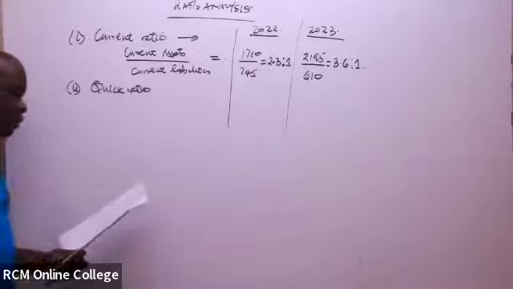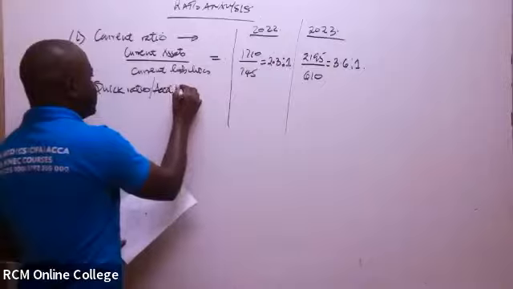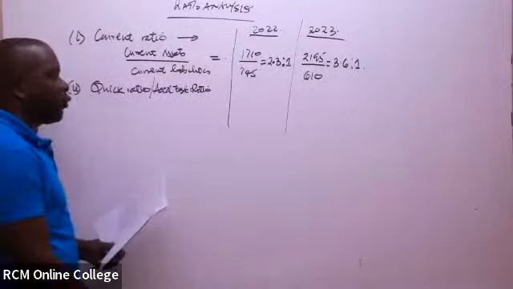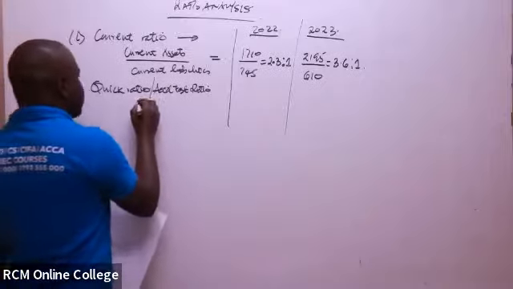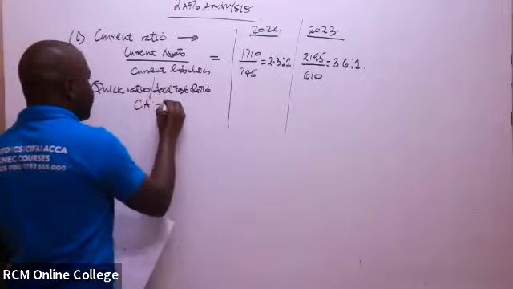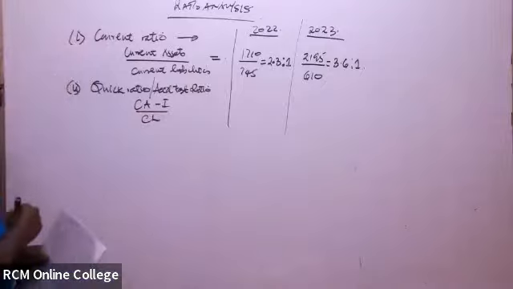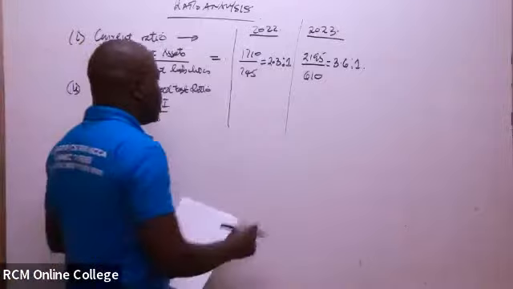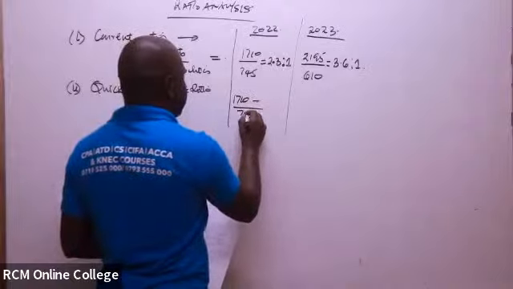Quick ratio. Sometimes we call it the acid test ratio. So we'll take the current assets minus inventory over the current liabilities. So we want to know, in this case, how quickly can the current assets cover the current liabilities? So we'll have 1710 minus inventory over 745.